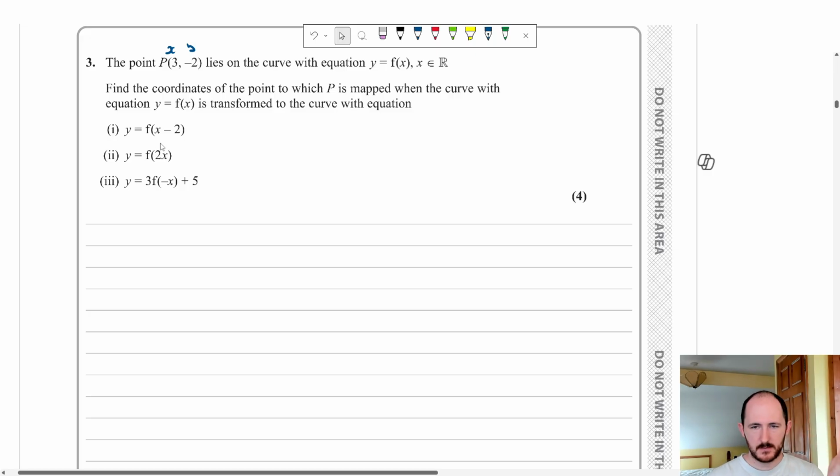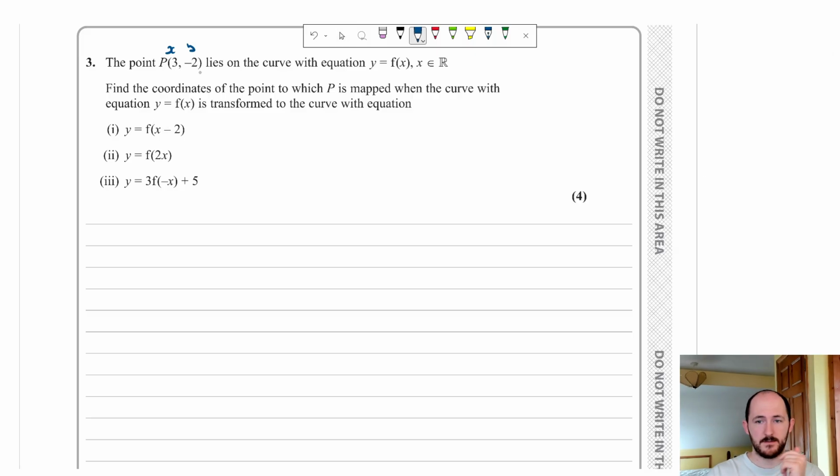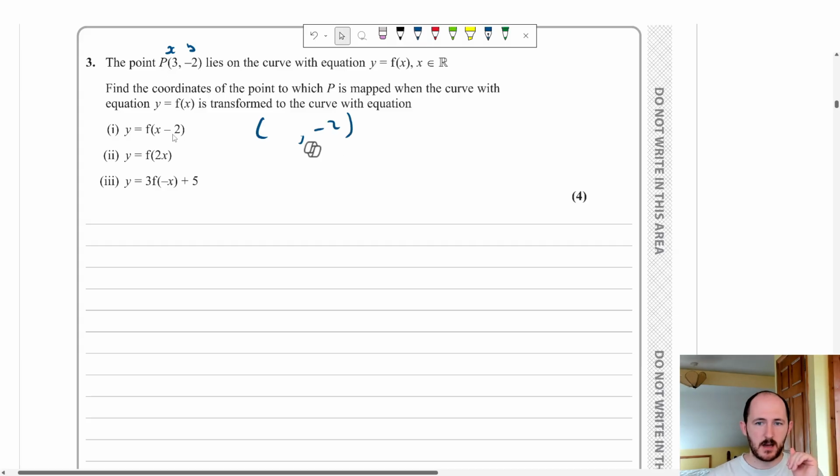So again, key thing to remember, if it's inside the bracket, it only affects the x-coordinate and it's lying to you. So it's not telling you the truth. So this x minus 2 means it's affecting only the x-coordinate, so I don't have to care about the y. In fact, I can just put down the y value as minus 2 straight away because I know nothing's happening to it. And it's lying, so we do the opposite. So instead of taking away 2 from x, we're going to add 2 to x, which means it's going to be 5, minus 2.